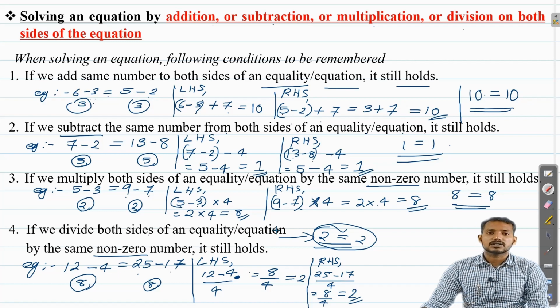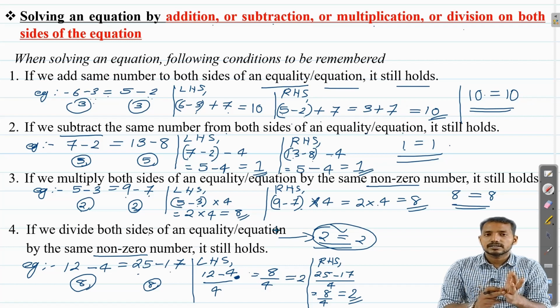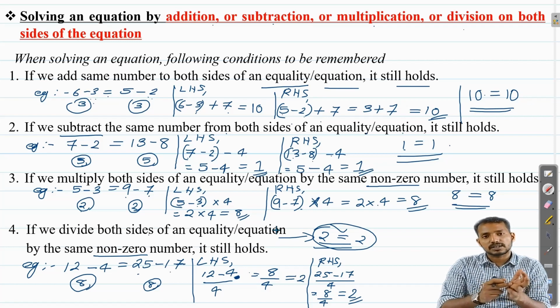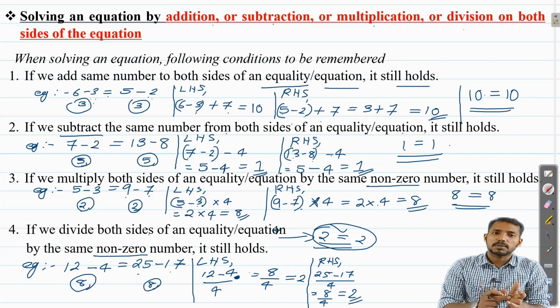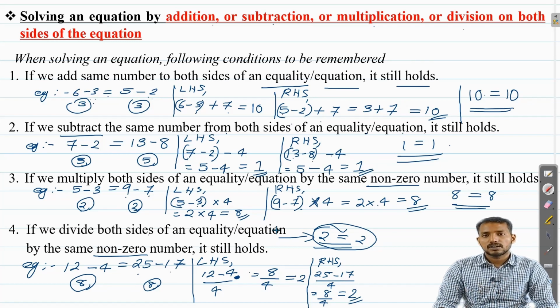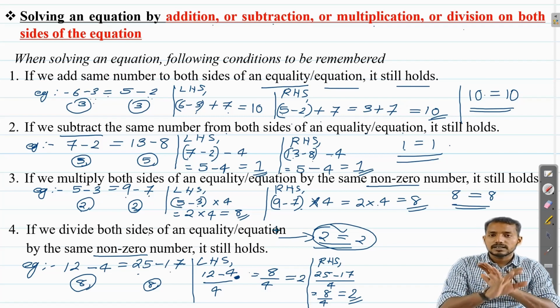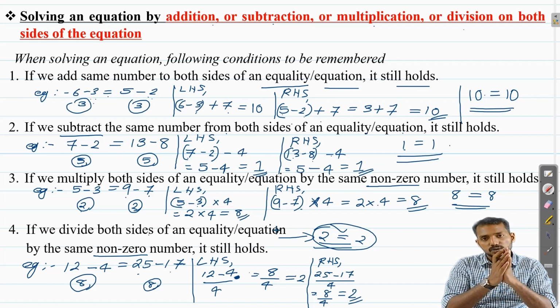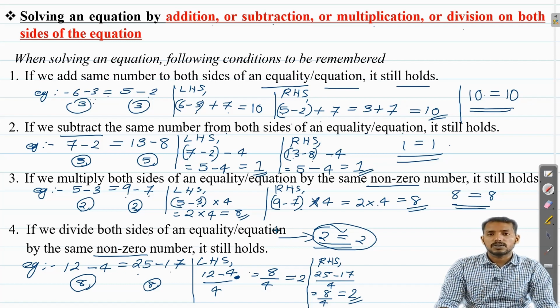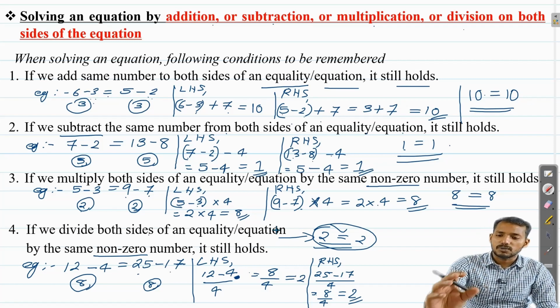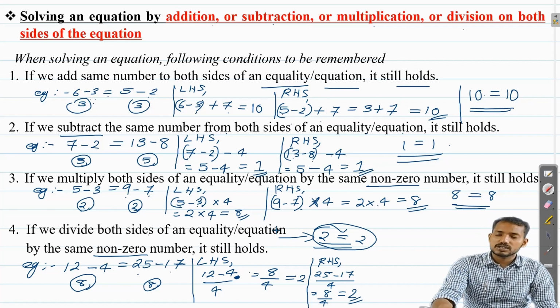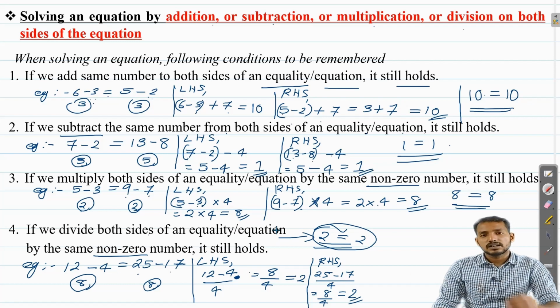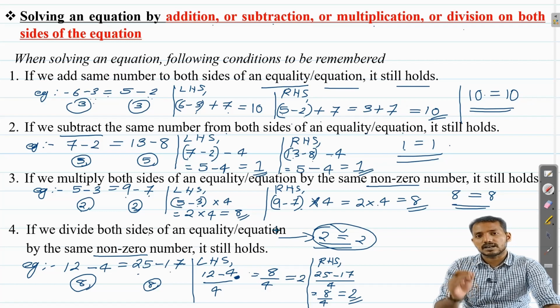So these are the 4 conditions we have to remember before we go to solve an equation. If we add to both sides or subtract from both sides, or multiply or divide by the same number on both sides, the same number should be used on both sides. Then the equality will not change, or the condition of the equation will not change. It still holds. Clear? That is the thing we have to remember while solving an equation. So with these 4 conditions, we can start to solve equations. Clear? Let's take an example to solve an equation using these 4 conditions.